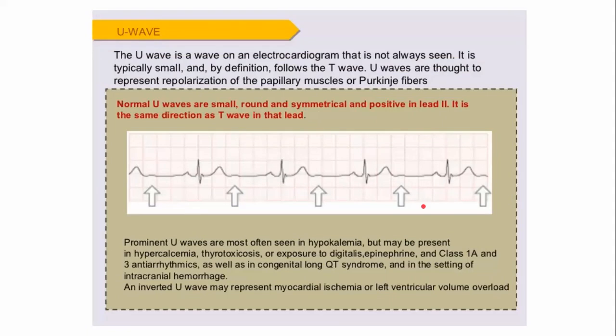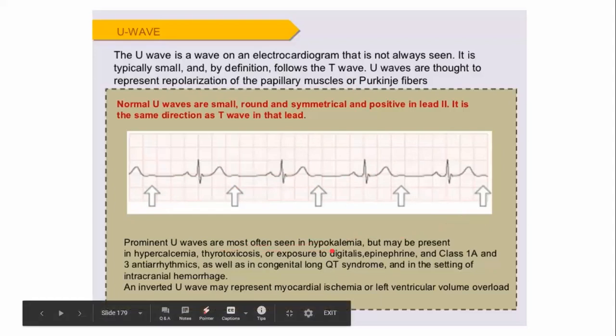Sometimes we might see something after our normal looking T wave. We see a little bump there, and that's a U wave, just to point out the little U wave that never gets acknowledged. I've seen it maybe once on the boards, talking about a prominent U wave or something like that. It's the repolarization of the Purkinje fibers. Not a lot of cool questions on U waves, but you can see it in hypokalemia, hypercalcemia, thyrotoxicosis, digitalis, epinephrine, some antiarrhythmics, as well as congenital long QT syndrome.